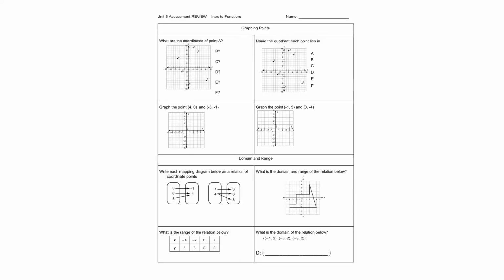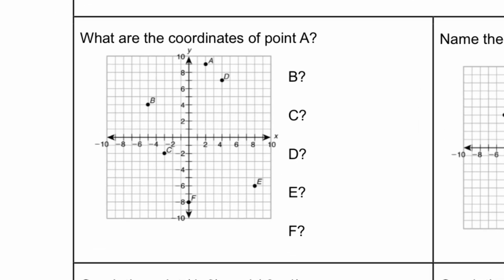This is a review for Unit 5. Let's start off by graphing points. So first of all, this horizontal axis is the x-axis. This vertical axis is the y-axis. You always start at the origin, 0, 0, and you count over how many to the right, that's 2, and how many up, that's 1, 2, 3, 4, 5, 6, 7, 8, 9. That's your point 2, 9.